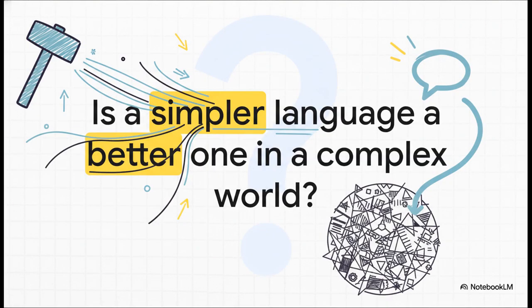And that leaves us with a final, pretty fascinating question to chew on. We started with a hammer, and we uncovered this whole system for simplifying language. So as our world gets more and more complex, is there maybe more power in making how we talk about it simpler? In the end, could a simpler language actually be a better one? It's definitely something to think about.